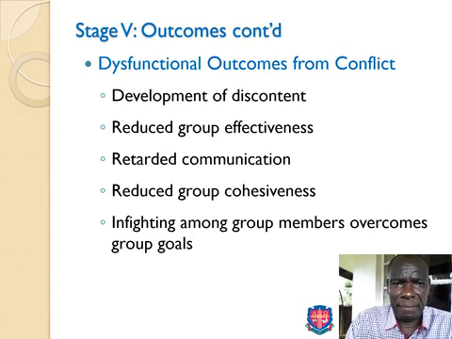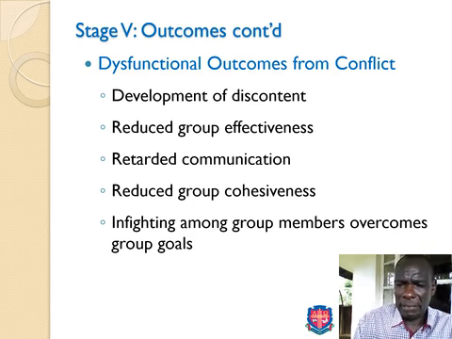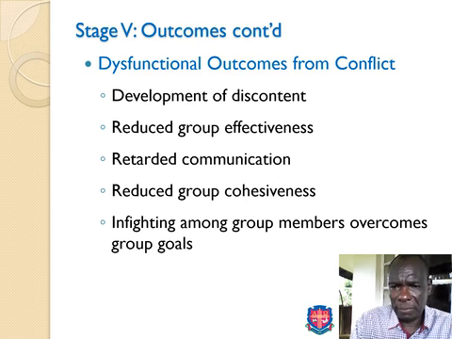Stage 5, outcomes continued. Dysfunctional outcomes from conflict are development of discontent, reduced group effectiveness, retarded communication, reduced group cohesiveness, and infighting among group members. Those are the dysfunctional outcomes of conflict.